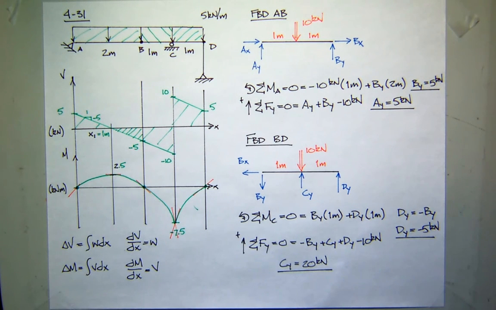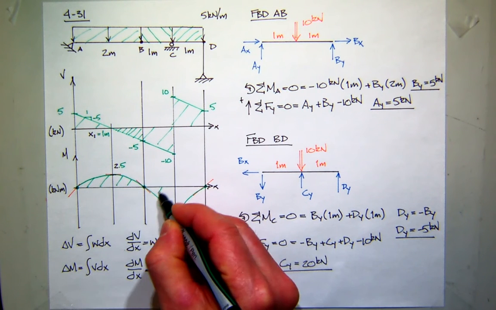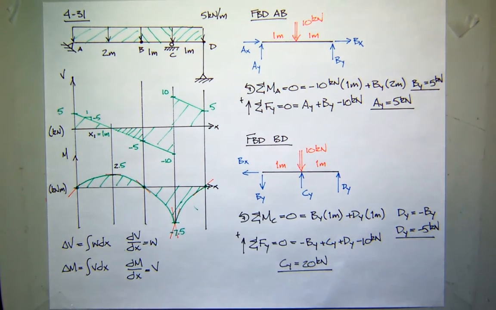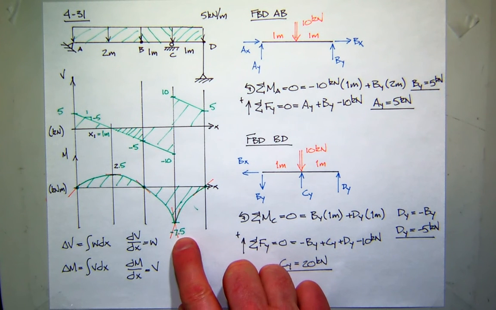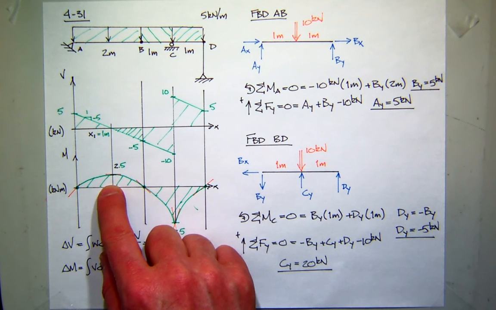But the great thing about this now is you can tell me where the maximum moment occurs and what's the value. Where is the maximum moment? It occurs over point C and is minus 7.5 kilonewton meters. The maximum positive moment is 2.5 kilonewton meters and occurs at this midpoint.